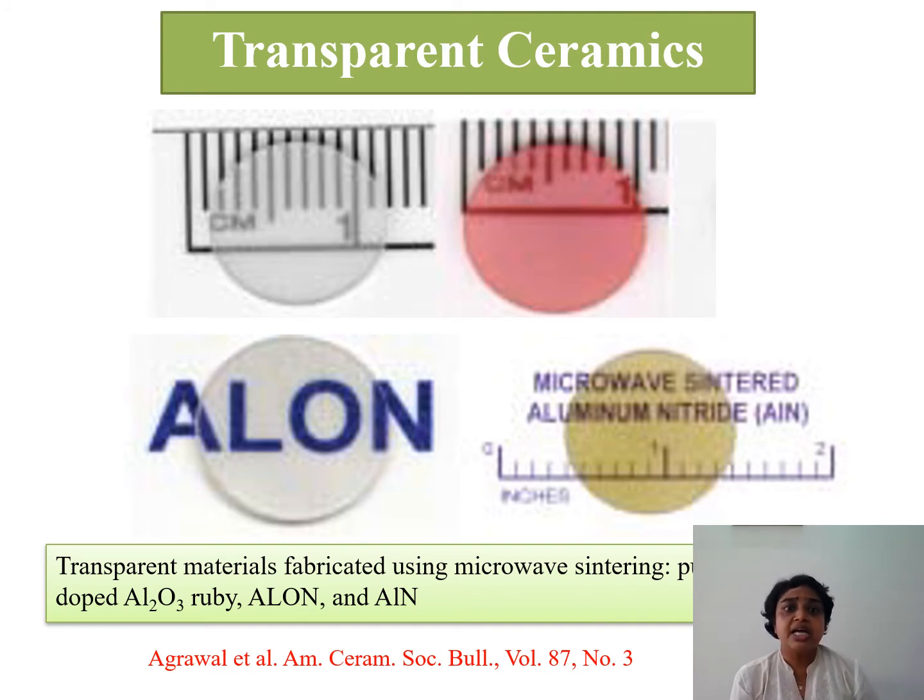They have synthesized transparent materials using the microwave sintering method, such as doped alumina, ruby, and ALON, as they call it, or aluminum nitride. Here in the picture you can see the compound they have named ALON, meaning aluminum oxide and then aluminum nitride. The aluminum nitride you can see here is all transparent. Similarly, doped aluminum oxide is transparent. This transparent material has tremendous applications, such as windows and so on.